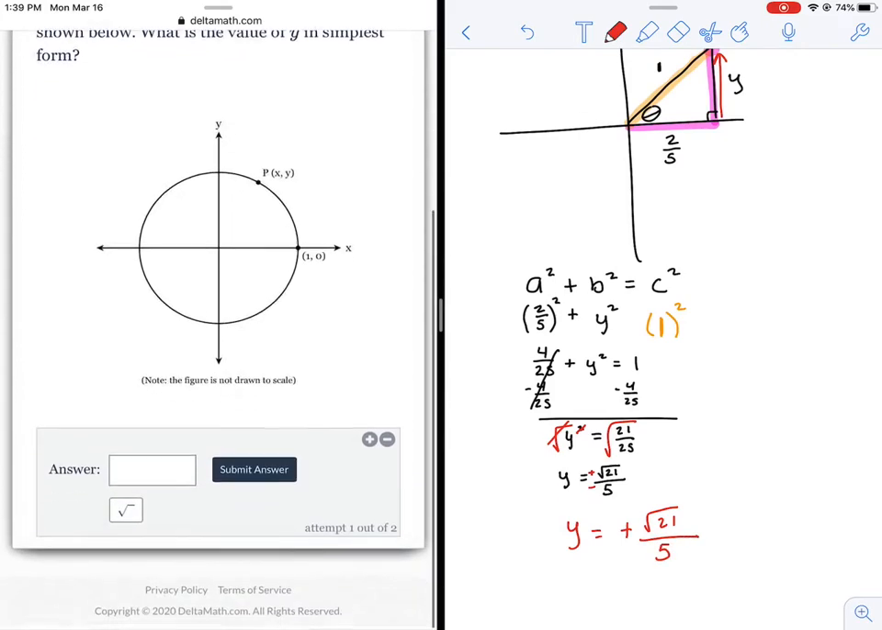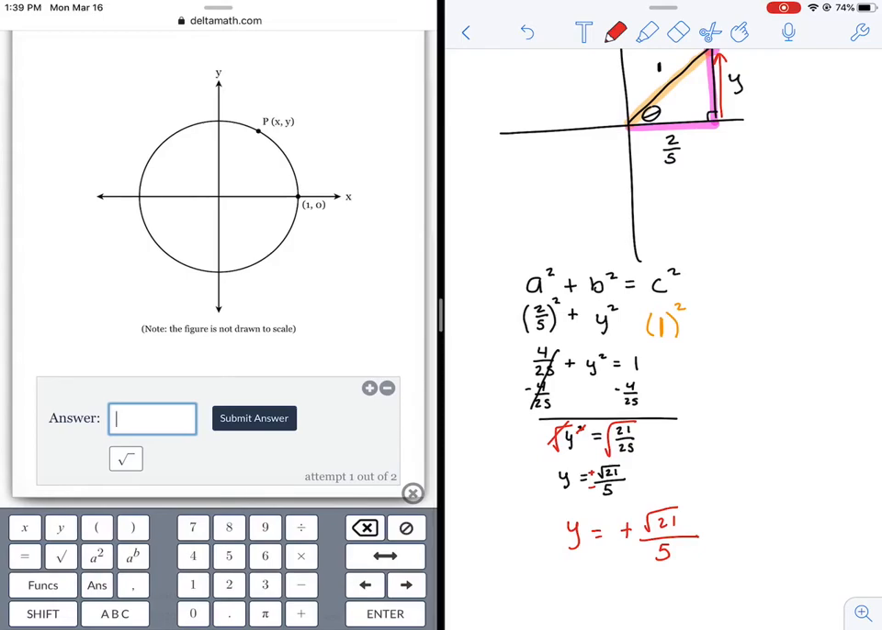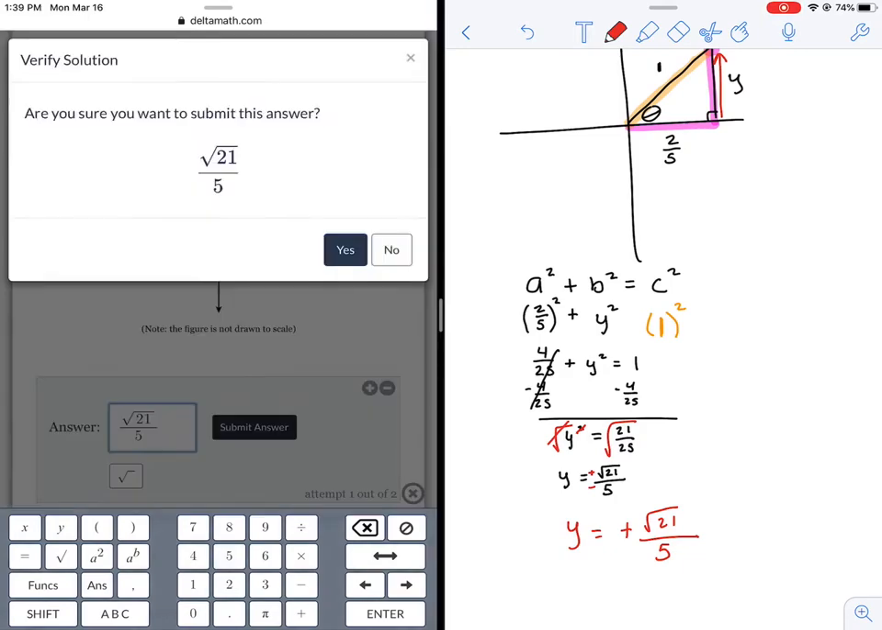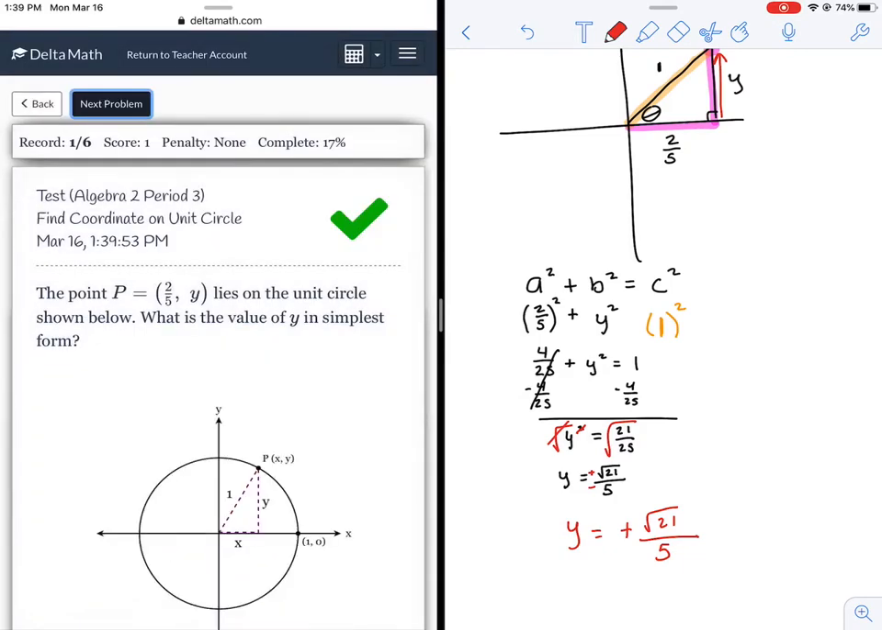So once you complete that work, you're going to go over here and submit it. You don't need to put the positive if it is positive. I'm going to do radical, then 21, then get out from underneath that radical and do divided by 5. Submit your answer. Are you sure? Yes. And you need to do 6 of these.